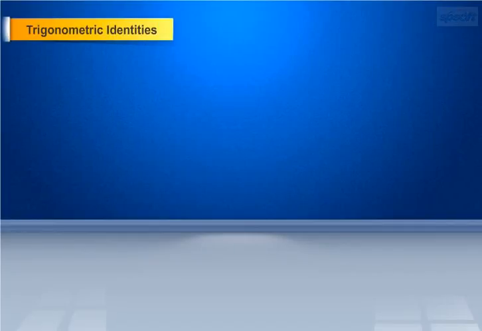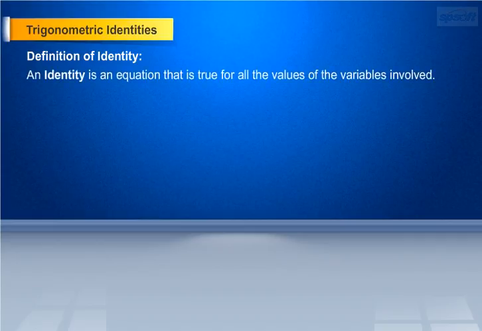Now let's study about trigonometric identities. Let's start with the definition of identity. An identity is an equation that is true for all the values of the variables involved. Example, x plus x equals x. This implies 2x equals x. Here in this example the equation is true for the values of the variable involved, so this is an identity.